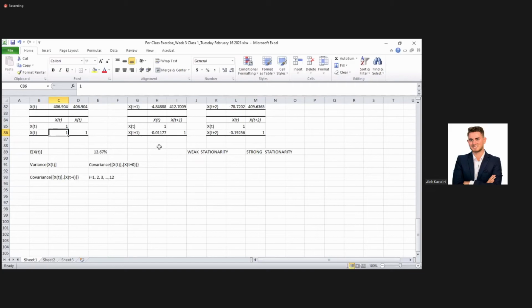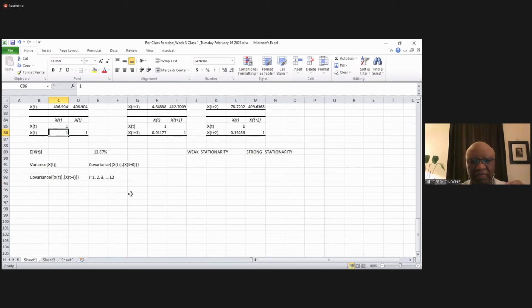Negative 0.01. Okay, so on the x-axis you plot lags. At lag 1, the correlation is negative this. At lag 2, what is the correlation? This. So you will have lag 1 on the x-axis, and then lag 2 on the x-axis, and then lag 3 on the x-axis, and then lag 0 here. So put lag 0 here.